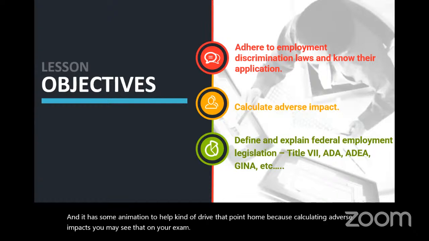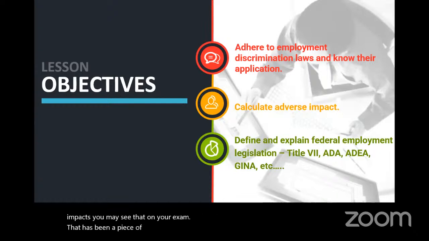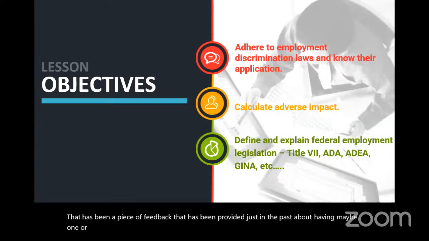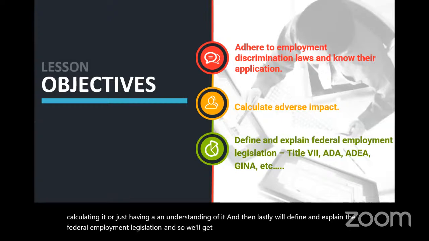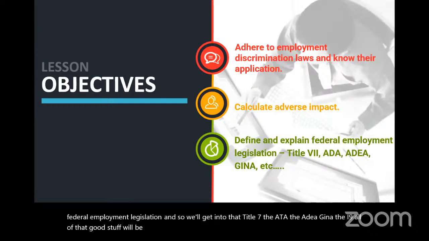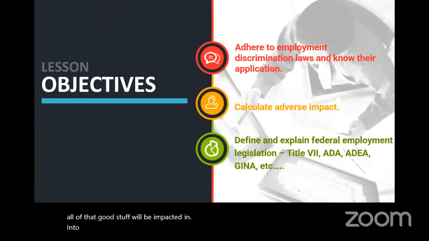That has been a piece of feedback that has been provided in the past about having maybe one or two questions that are specifically geared around adverse impacts, whether it's calculating it or just having an understanding of it. And then lastly, we'll define and explain the federal employment legislation. And so we'll get into Title VII, the ADA, the ADEA, GINA, the I-9, all of that good stuff will be impacted into this presentation here.